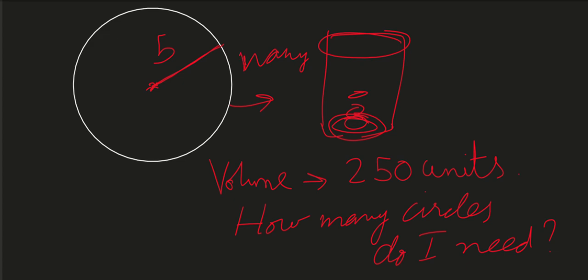Alright? And then I put them one on top of the other, one on top of the other. It becomes something like that. If I stack them all on top, and all those circles have radius 5, right? Yes, they're all the same circles.